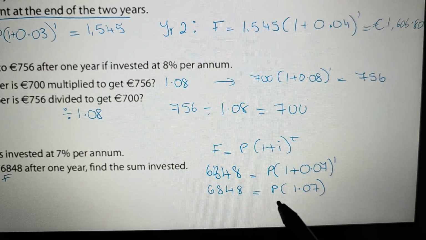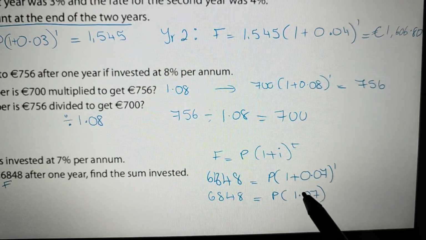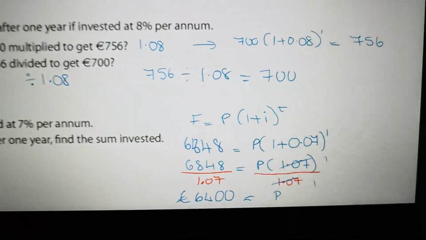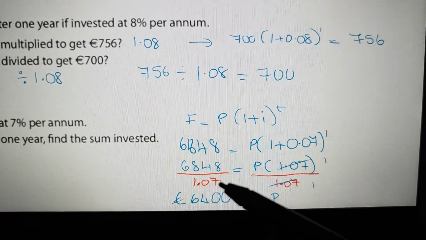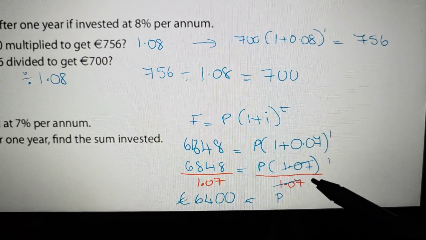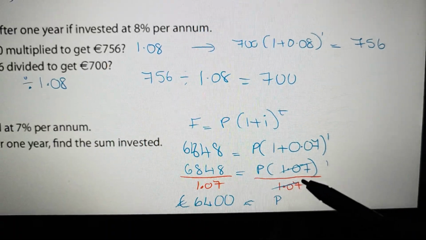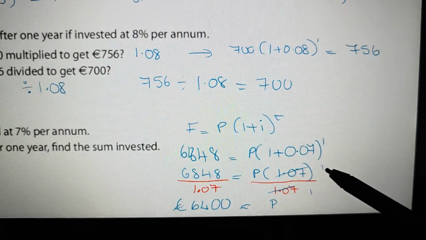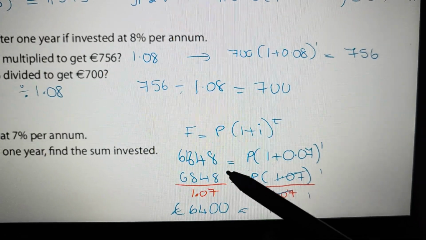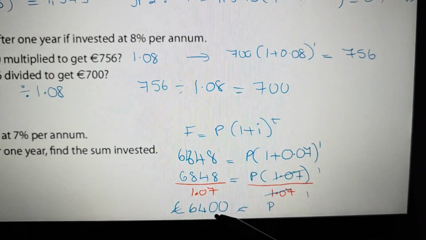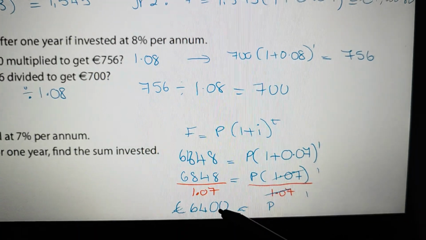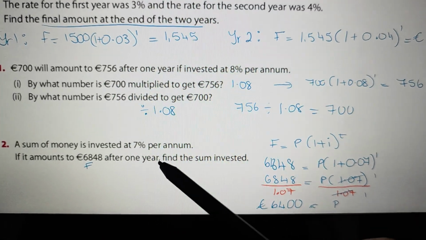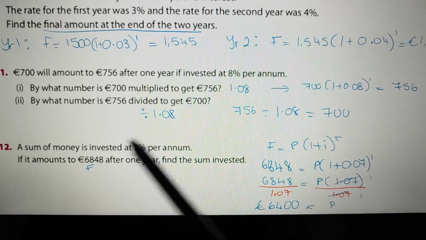I want to get P on its own. P was being multiplied by 1.07. So in order to undo that, I have to divide by 1.07. What you do on one side, you do to the other side to keep it balanced. The 1.07 will divide into the 1.07 above and below. They're gone. You're left then with P times 1, which is just P, and 6,848 divided by 1.07 leaves you with €6,400. So that must have been the sum of money that was invested at 7% per annum for it to amount to this amount after 1 year.